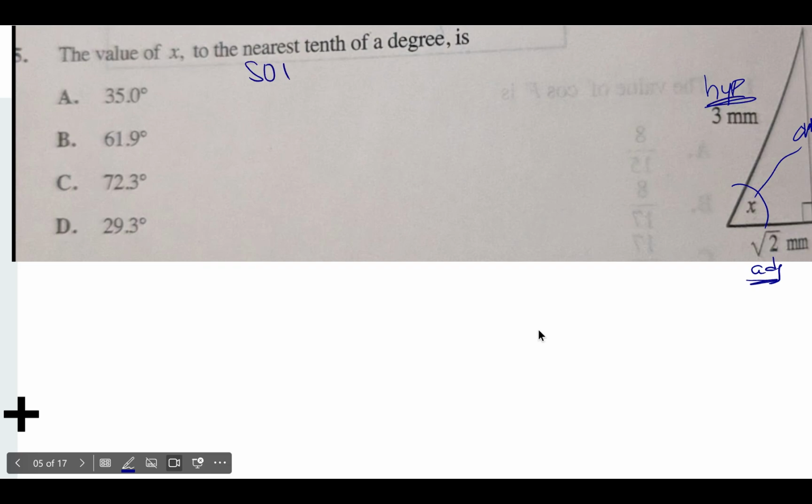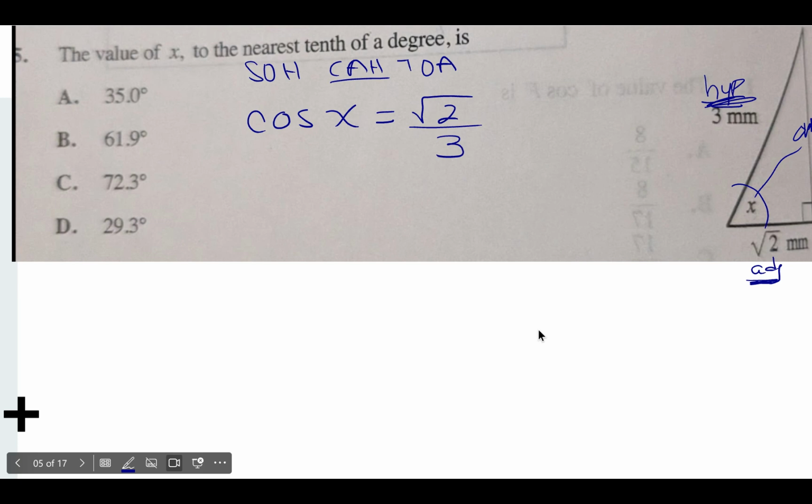So if you look at SOHCAHTOA, the ratio that has adjacent and hypotenuse is cosine. So we'd set this up: cosine of your angle X equals your adjacent side, which is root 2, divided by your hypotenuse, which is 3.